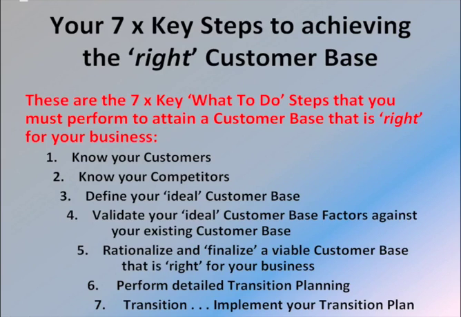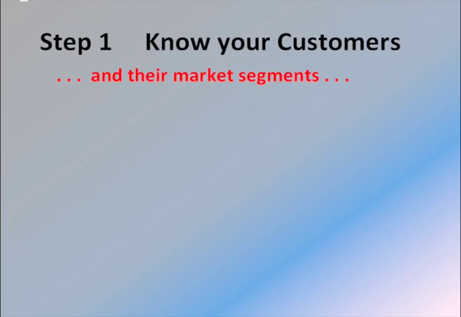Step 6 is to perform the detailed transition planning, and this may be the largest step in the whole process. And step 7 is to perform the transition. This is something you will set up for, you will give it timings, you will prioritise the work, and then you will go with it. So let's look at step 1.